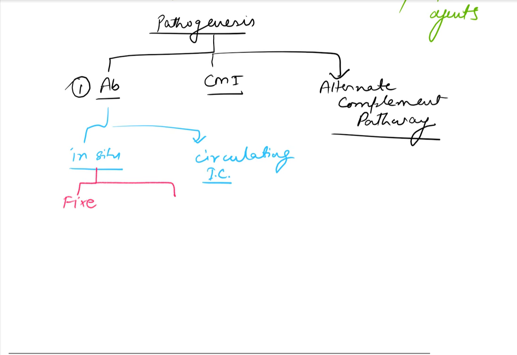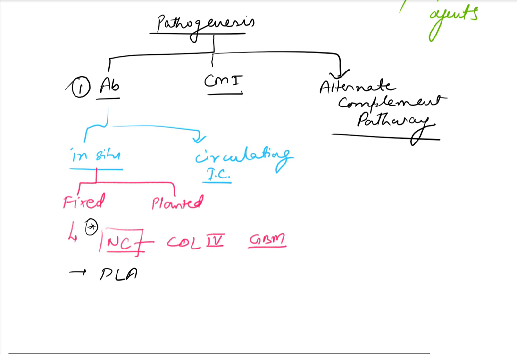The antigen may be fixed or planted antigen, and in fixed antigen we have the non-collagenous domain of the basement membrane, and the basement membrane consists mainly of collagen type 4. So the glomerular basement membrane, collagen type 4, non-collagenous domain, acts as the antigen here. We also have the phospholipase A2 receptor antigen, and this is seen in cases of membranous nephropathy.